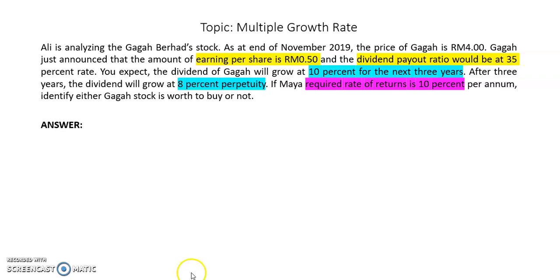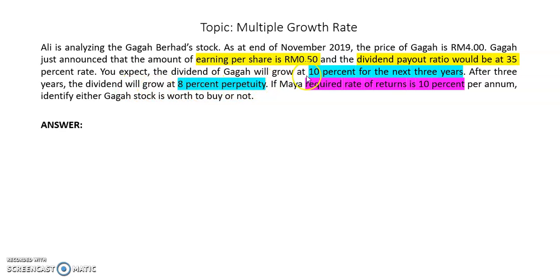First, the question gives you some information on the market price, which is the current market price, 4 ringgit. Then, they also give you information on the earning per share, which is 50 cent, and a dividend payout ratio of 35%. The dividend of Gaga will grow at 10% for the next 3 years, and after 3 years, the dividend will grow at 8% perpetually.